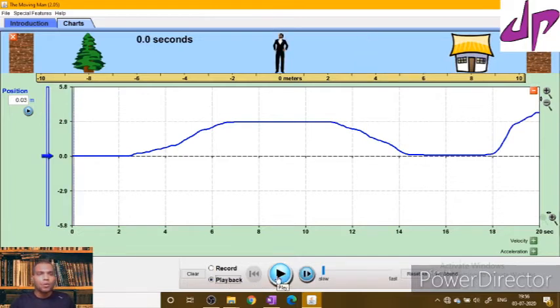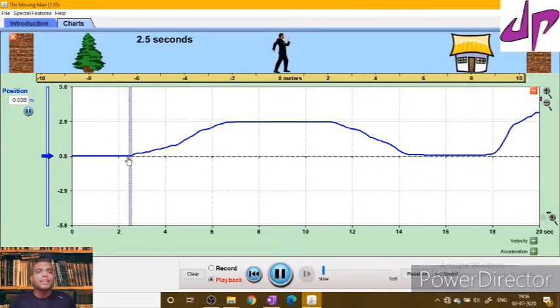Now let us understand this graph. From 0 to 2 seconds, you can see time is running, but the person is at rest. Since he is at rest, how do we represent that? Yes, it is just on the axis itself, because here 0 is the distance. He does not move at all.